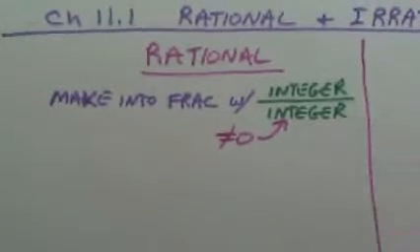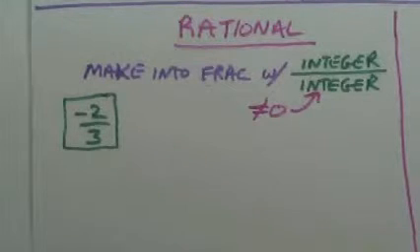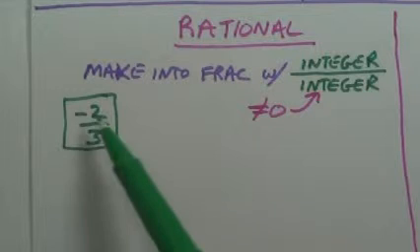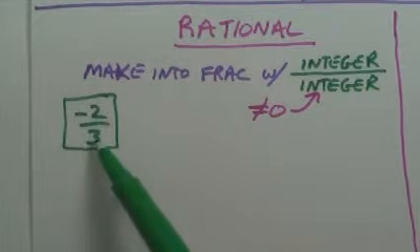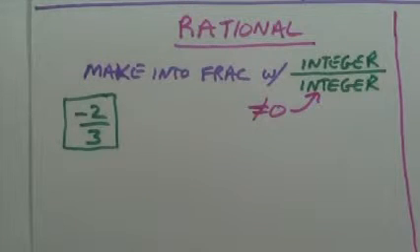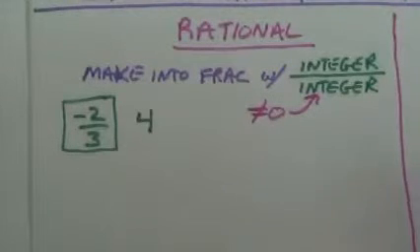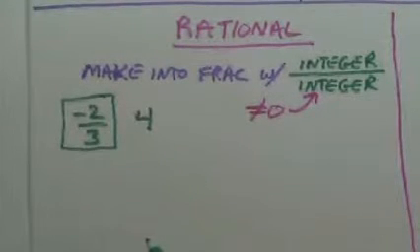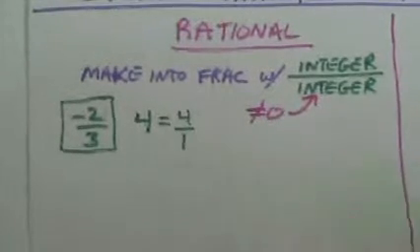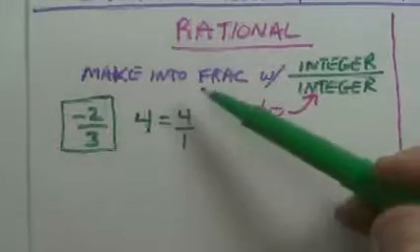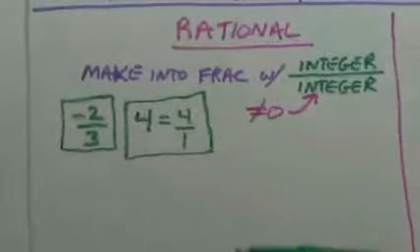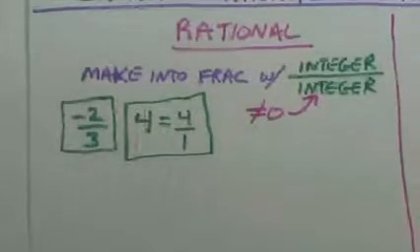Okay, let's give a couple of examples of that. Like -2/3. Notice how we have an integer over an integer. Right? -2, that's an integer. 3, that's an integer. Therefore, this is a rational number. How about the number 4? Is that rational? Yeah, because 4, that's the same thing as 4 over 1. See that? An integer divided by an integer. So that is rational. The number 4 is rational because I can make it into an integer over an integer fraction.